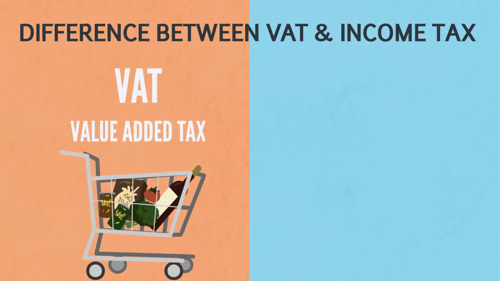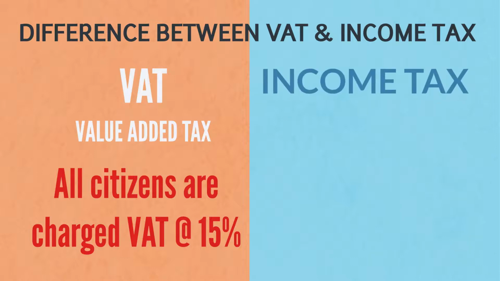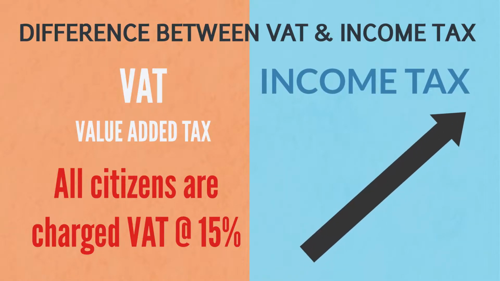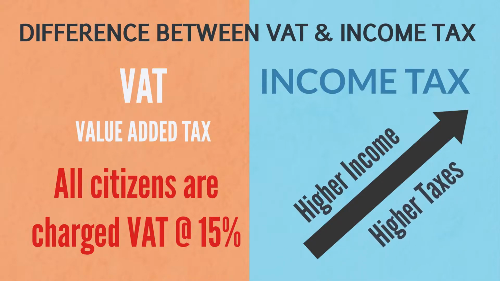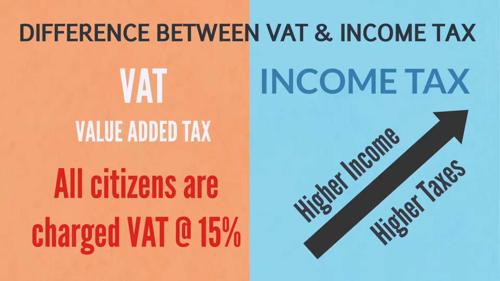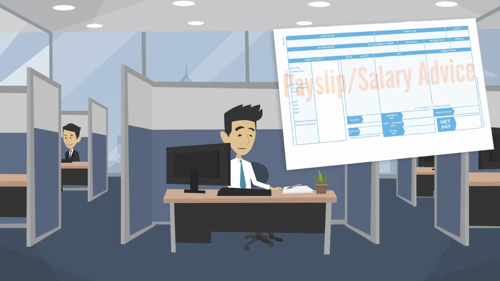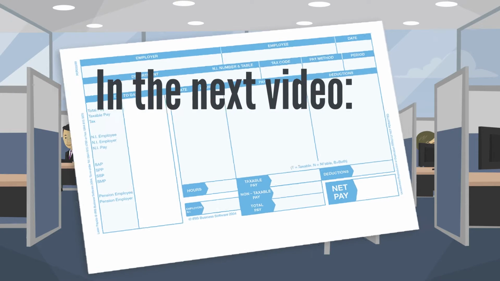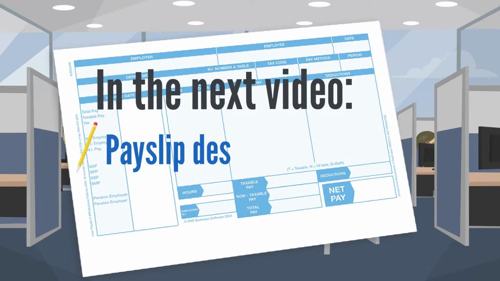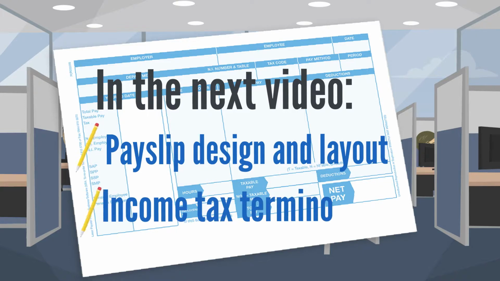Unlike VAT, which is currently charged at a rate of 15% to all citizens, income tax is calculated on a sliding scale. This means that the more you earn, the more tax you will pay. The income tax that a person is required to pay each month is shown on their pay slip or salary advice. In the next video, we will discuss the layout of payslips and explain the meaning of important terms used in this section on income tax.